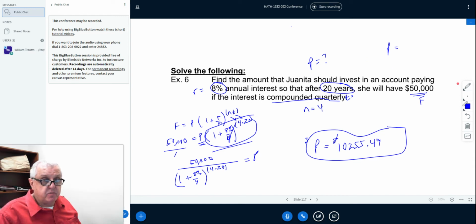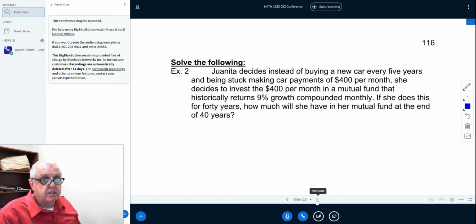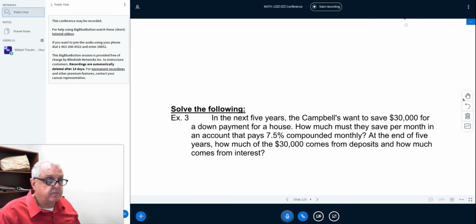All right, so I'm going to the next one. It says page 116. Page 116, number 3.